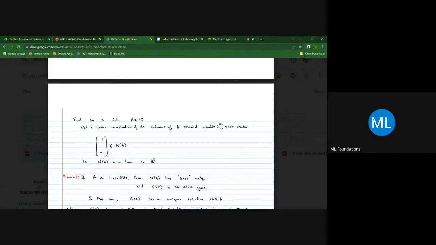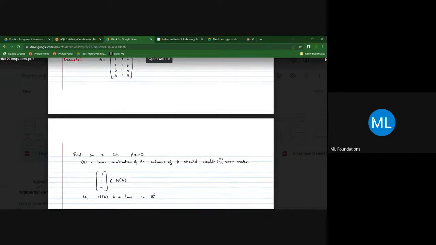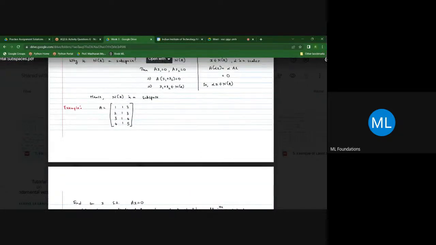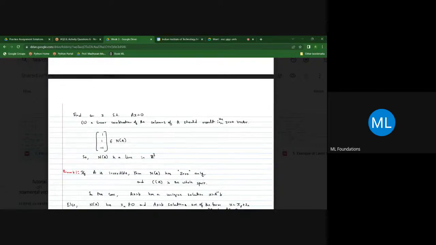So if you have a vector 1 1 minus 1, it will result in Ax equals 0. You can check here: 1 plus 1 minus 2, that will be 0. 2 plus 1 minus 3, that will be 0. 3 plus 1 minus 4, that will be 0. 4 plus 1 minus 5, that will be 0. So in total, this 1 1 minus 1 will give you Ax equals 0.